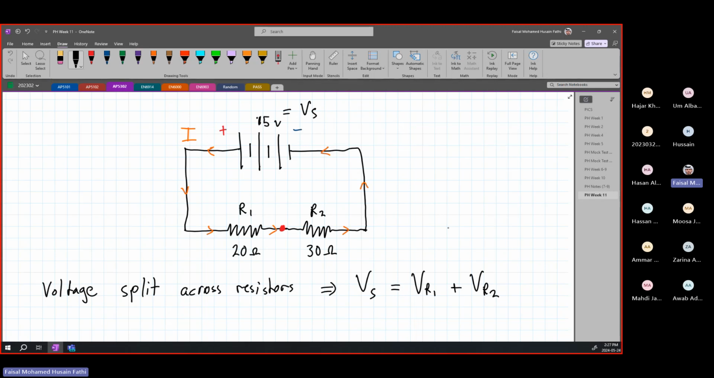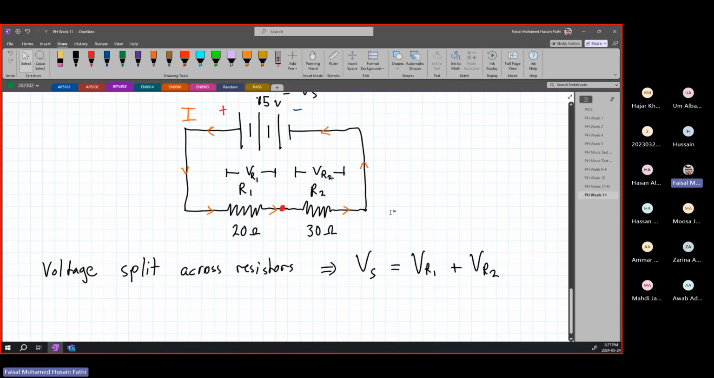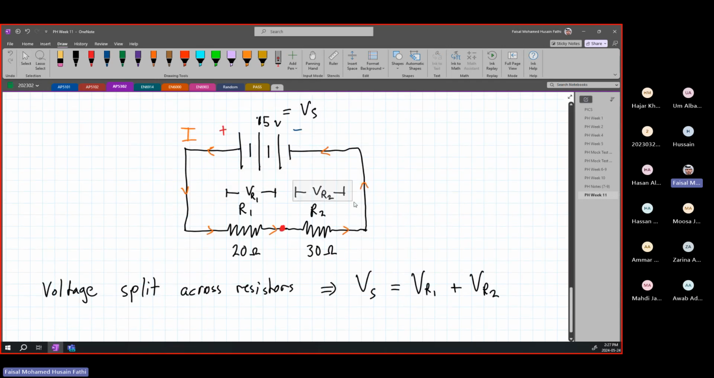We're going to have a specific voltage over here, voltage R1, and then another specific voltage over here, VR2. What does this mean? The sum of these two voltages has to be equal to the voltage at the 15 volt supply. When you add all the voltages being dropped across these resistors, you have to get the sum that is supplied by the voltage source itself.